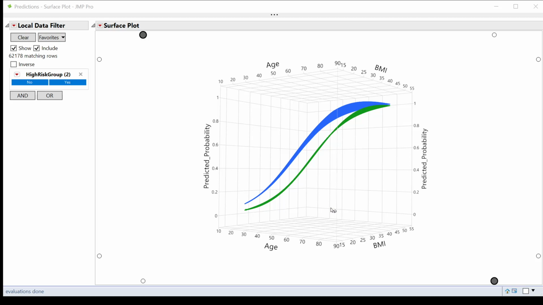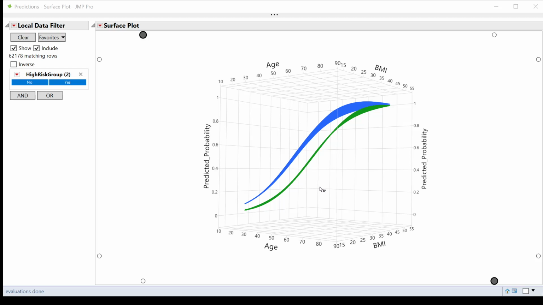So in this module, we are considering a logistic model. The predicted probability is the probability of getting type 2 diabetes. We have two continuous predictors. One is age and one is BMI. And then we also have one binary predictor variable, which is high-risk group.